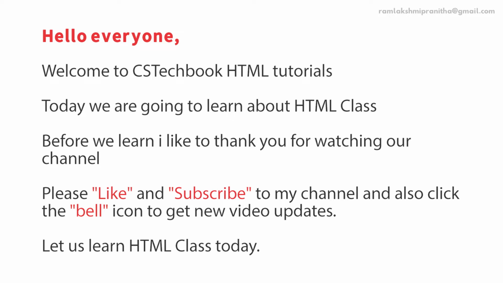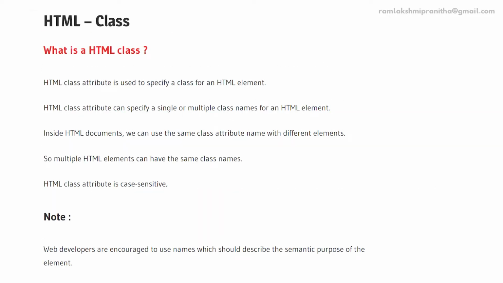Let us learn HTML class today. HTML class. What is an HTML class? The HTML class attribute is used to specify a class for an HTML element. It can specify a single or multiple class names for an HTML element. Inside HTML documents, we can use the same class attribute name with different elements, so multiple HTML elements can have the same class names. The HTML class attribute is case sensitive. Note: web developers are encouraged to use names which describe the semantic purpose of the element.